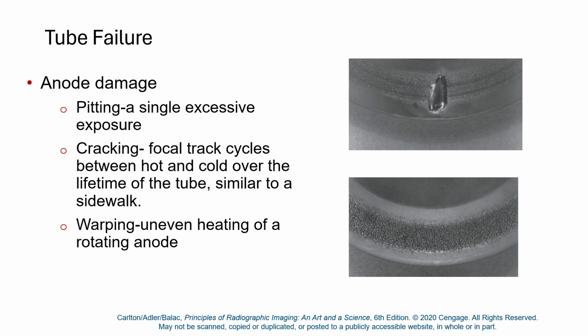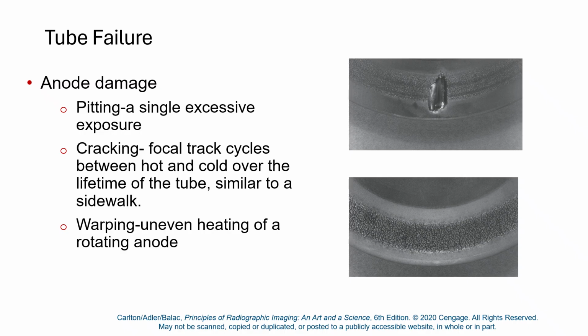Okay. And then warping. If the rotating anode heats unevenly, then the anode stem could warp, the anode wheel itself could warp, and the rotor bearings could warp. And all these lead to a wobbly anode, which completely ruins your images. It looks like there's motion on every image. No, it's your focal spot jiggling up and down inside the x-ray tube because your anode is wobbling like a loose wheel on a shopping cart.